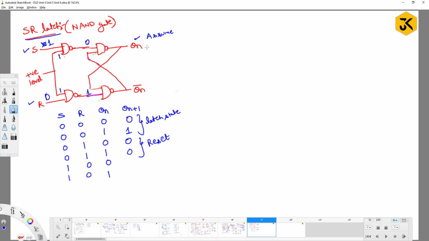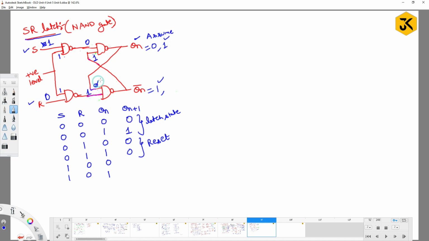Now I am assuming that Qn is 0. When you are going to expect Qn bar, this should be 1. It should be 1 as expected. So now check whether it is 1 getting or not. 0 you are going to get here. 0 and 1 is 0. Its complement is 1. We are getting as expected. Right? Now this 1 will come here. 0 and 1 is 0. Its complement is 1. But it is not getting.